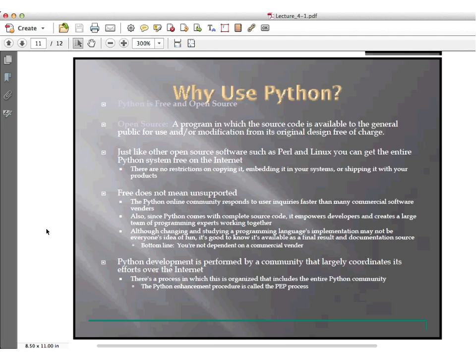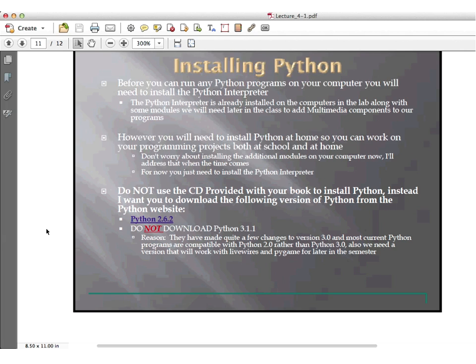In installing Python, before you can run any Python programs on your computer, you have to install the Python interpreter. And the one that we have, we're not doing with a CD. Use the stuff that's on your flash drive.